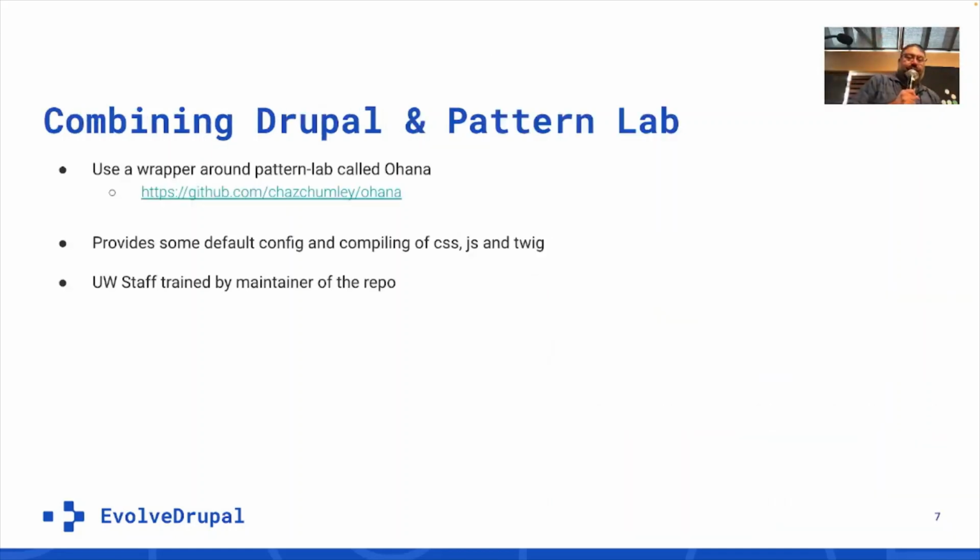So how do we do this? We combine Drupal and Pattern Lab. We've been through a couple of iterations of this. We started out with Emulsify, which was made by 4 Kitchens. Then they sort of dropped Pattern Lab and went to Gesso. They sort of dropped Pattern Lab. So now we're on Ohana.